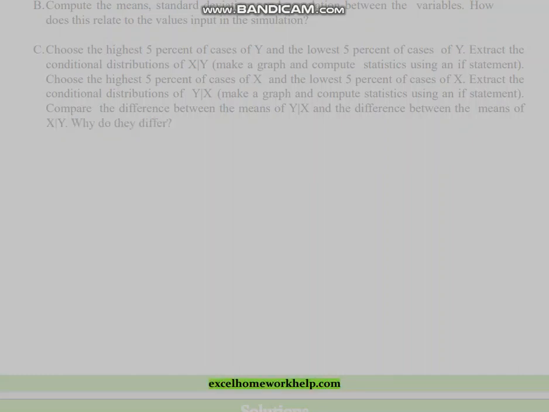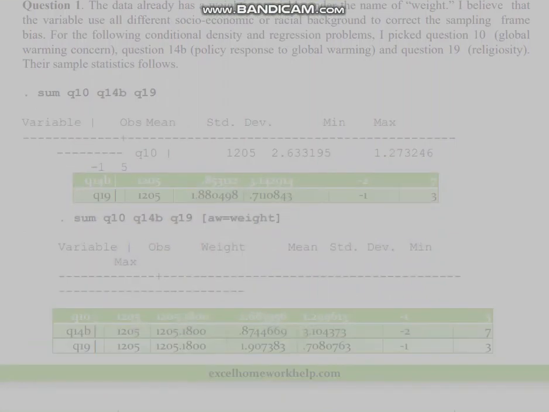Question 1. The data already has a weighting variable under the name of weight. I believe that the variable uses all different socioeconomic or racial backgrounds to correct the sampling frame bias. For the following conditional density and regression problems, I picked question 10, global warming concern, question 14b, policy response to global warming, and question 19, religiosity.